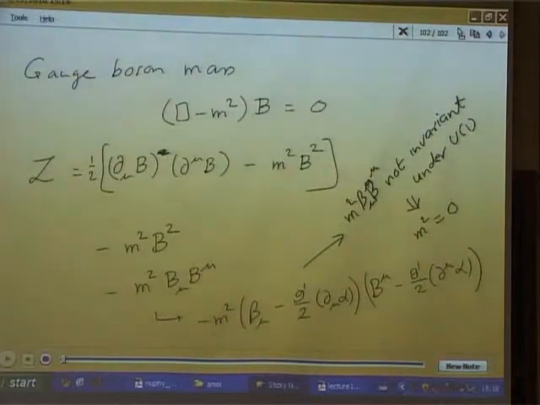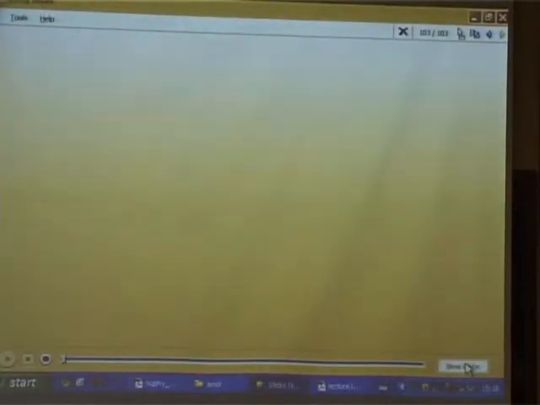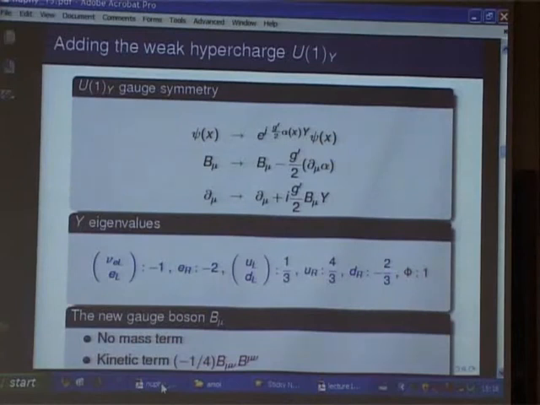This is exactly the same argument that is used to show that the mass of the photon has to be 0. Photon has to be massless because the photon also obeys this U1 gauge symmetry. So B mu therefore will have no mass, and now that it's a particle, it is going to have a kinetic term.